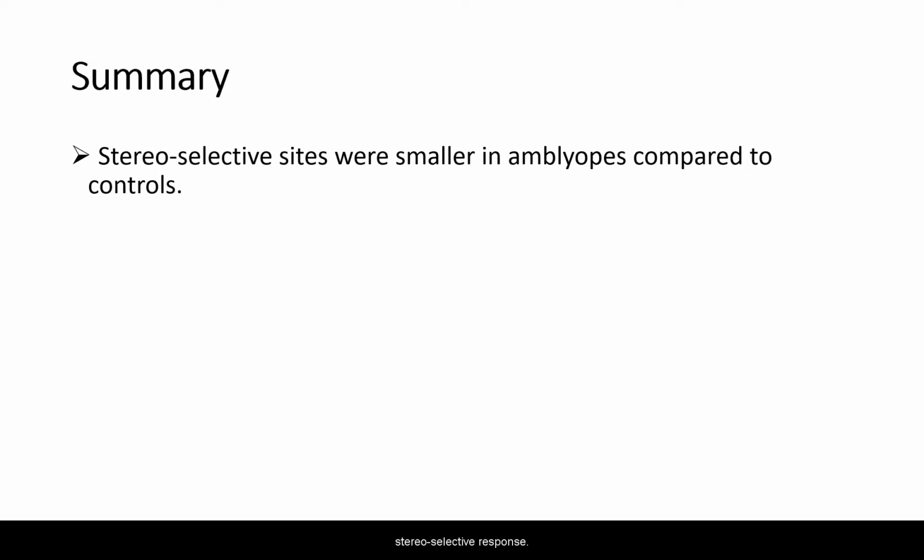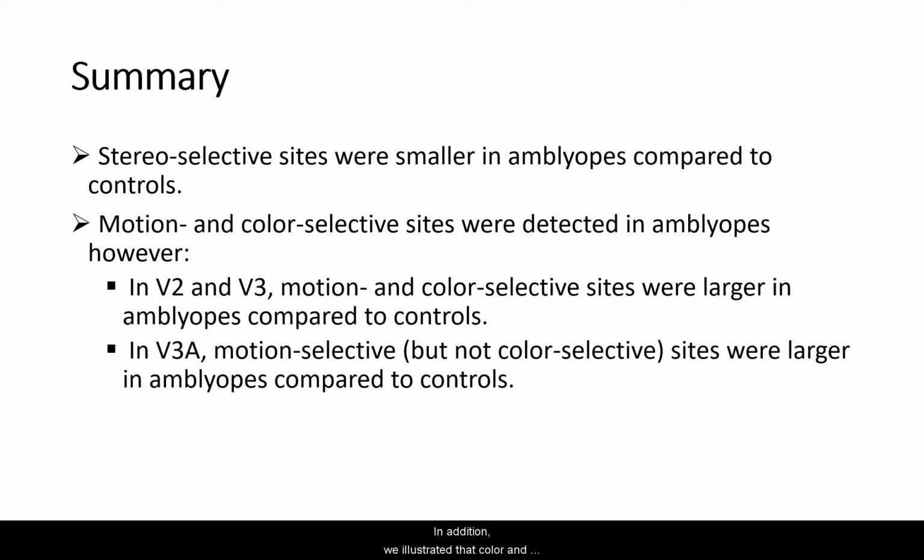So, there are two main take-home messages. One is that amblyopia has a strong impact on the evoked stereoselective response. This is consistent with studies in animals that show a decrease in the number of stereoselective neurons due to amblyopia. In addition, we illustrated that color and motion selective sites are detectable in amblyopes like in controls. However, in V2 and V3, motion and color selective sites were larger in amblyopes compared to controls. In V3A, motion selective but not color selective sites were larger in amblyopes compared to controls.